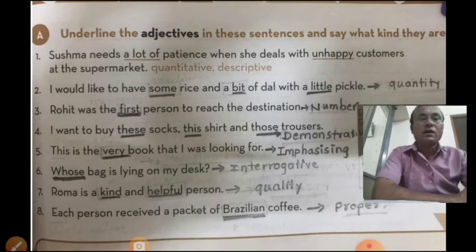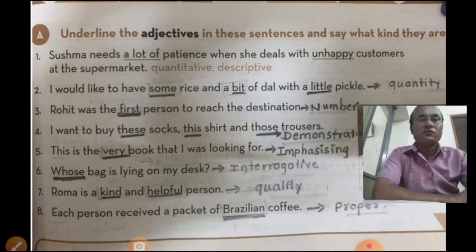I want to buy these socks, this shirt and those trousers. Here three adjectives are there and they are showing, demonstrating: these, this, those. That's why these are called demonstrative adjective, as it demonstrates. These socks, this shirt, those trousers.